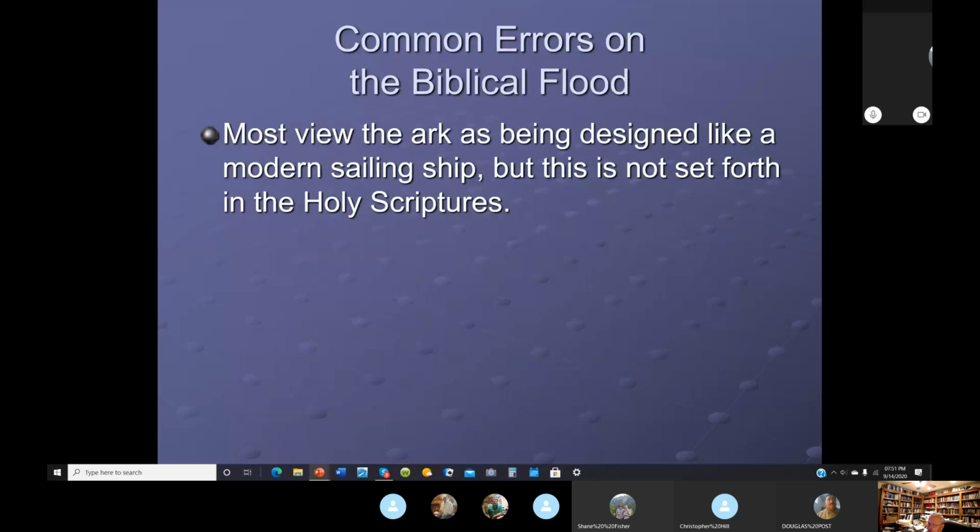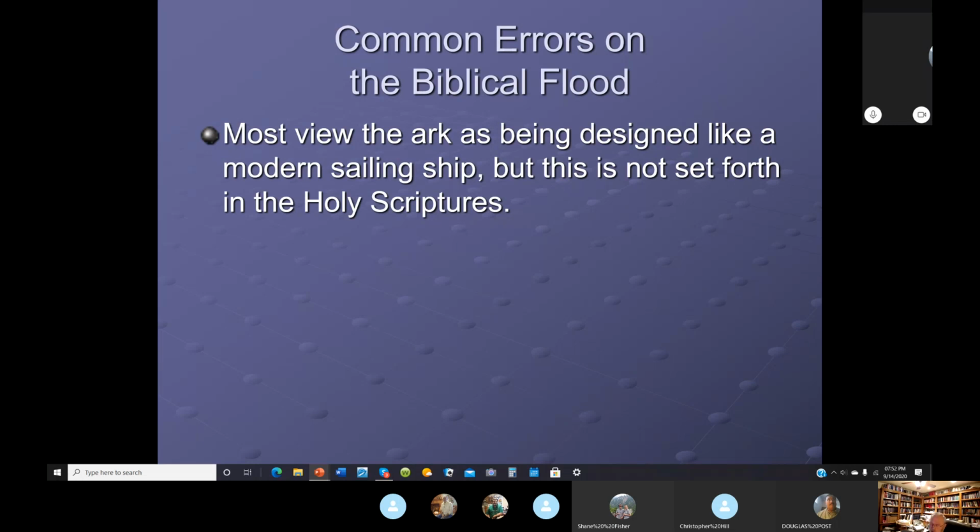Most view the ark as being designed like a modern sailing ship. You can see in literature that's put out for teaching people, and you'll see the literature, and it'll be sharp-pointed and streamlined like a boat. Well, there's no need for that. It was a barge. All its purpose was to float. And it didn't have a rudder, didn't have a sail. God was in control, and I believe providentially in control, and he could have been miraculous, however, of the ark where it went. And the ark was going to float.